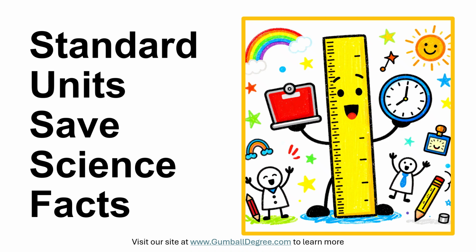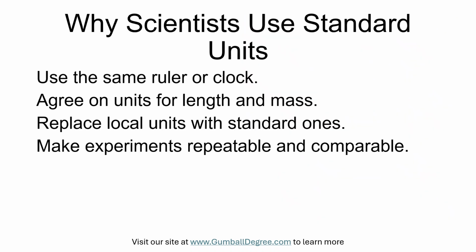To ensure measurements are consistent and comparable across different people and places. Scientists adopted standard units so everyone measures the same thing in the same way, no matter where they are. Think of it like using the same ruler or clock. If your friend in another country measures a table with the same ruler you use, you both get the same number and can trust each other's work.